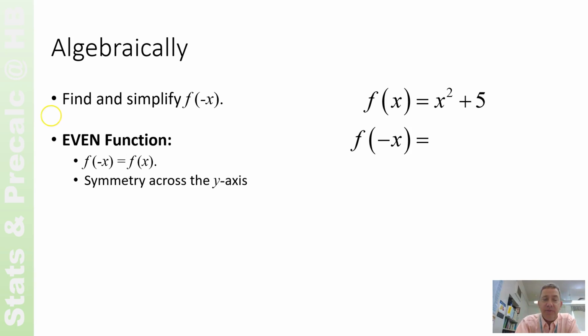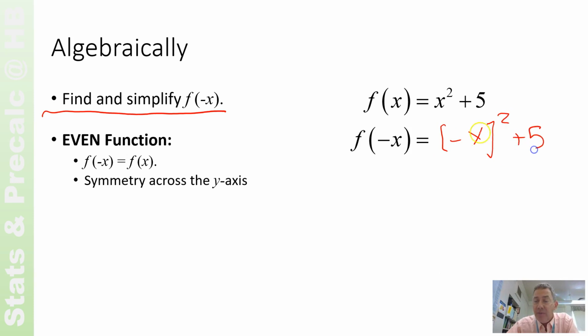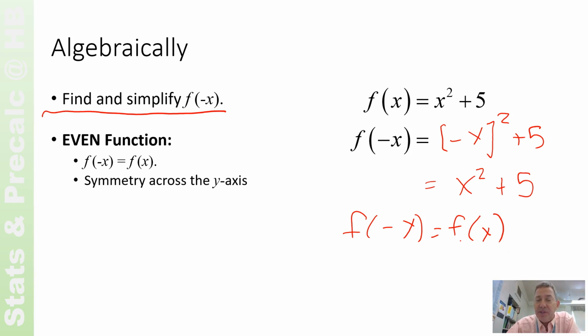Algebraically, you find and simplify the function at a negative value of x. So here's f of x equals x squared plus 5. f of negative x is negative x squared plus 5. But negative x, when you square it, is the same as x squared. So this is x squared plus 5. You have that f of negative x is exactly the same as f of x, which is because of the symmetry across the y-axis. If you put in a negative value for x, you'll get the same as if you put in the positive value if you picture your parabola.